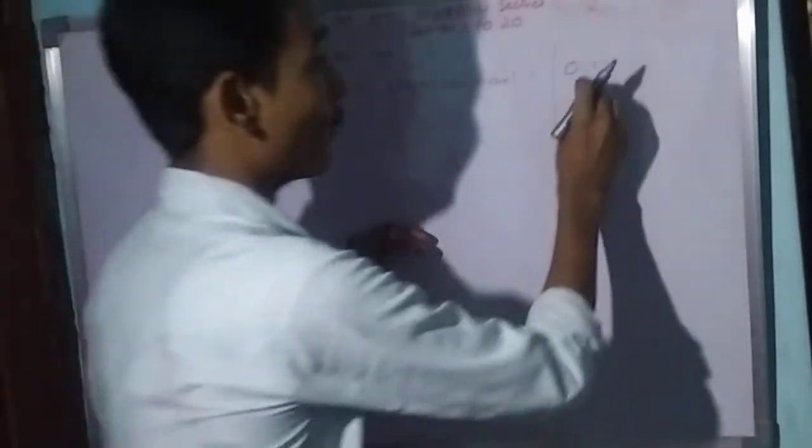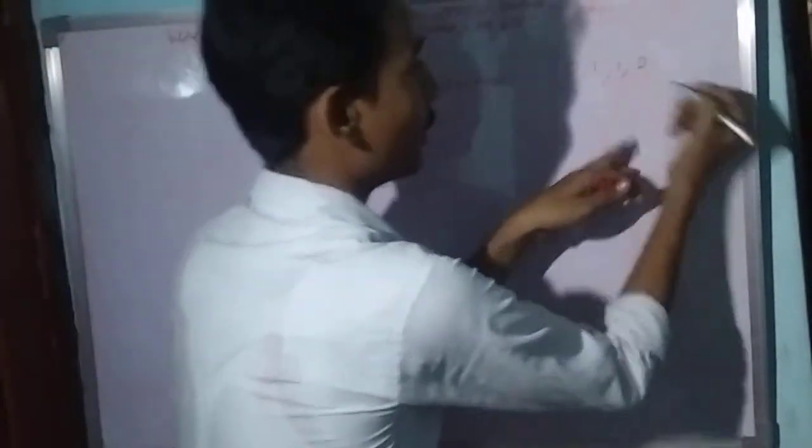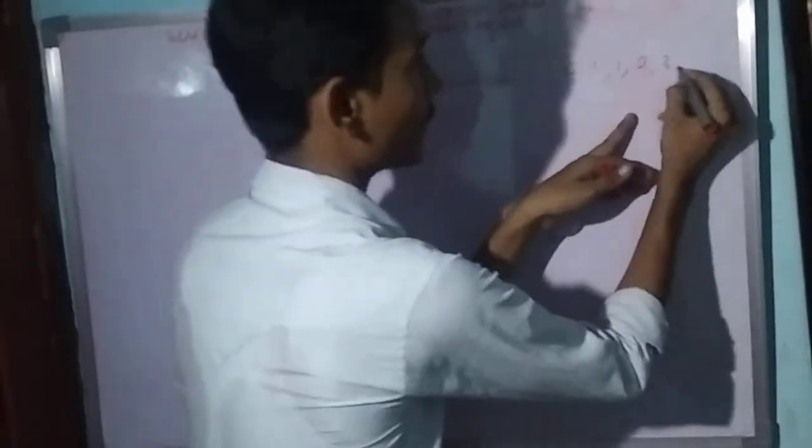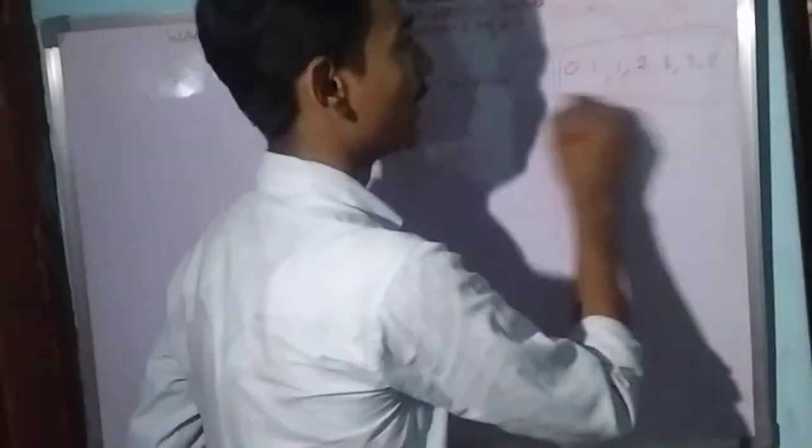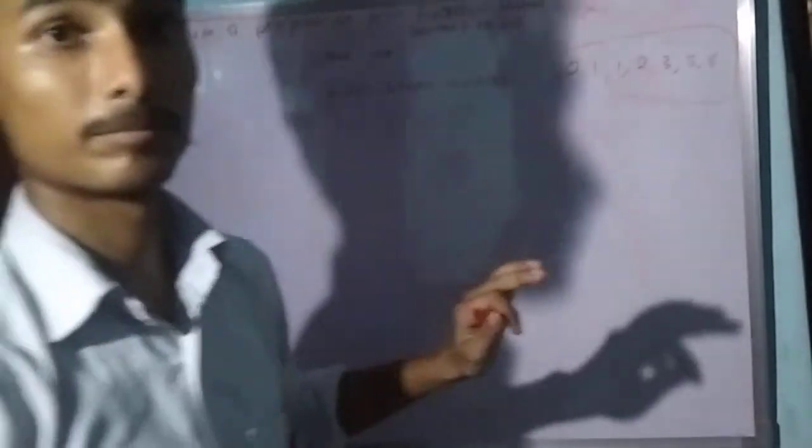Okay, then let's do it. Adding these two values, what do you get? 1 plus 0, 1. 1 plus 1, 2. 2 plus 1, 3. 3 plus 2, 5. 5 plus 3, 8. Continue. We have to print till 20. This is the Fibonacci series. This we have to print. A Fibonacci series between 1 to 20.